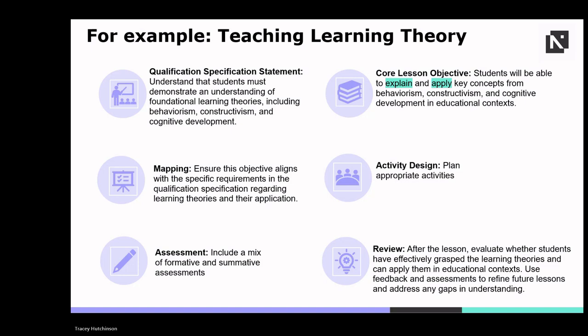The first thing we need to do is identify the core learning objectives. So here we can write our objective as: students will be able to explain and apply key concepts from behaviourism, constructivism, and cognitive development within educational contexts. We can map this to our session planning and to the qualification spec by ensuring that this objective aligns with the specific requirements for learning theories and their application.